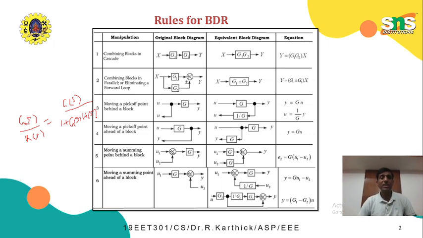Now these are the 7 basic rules for reducing a block diagram in order to get the final transfer function. So that's it for today. Thank you very much.